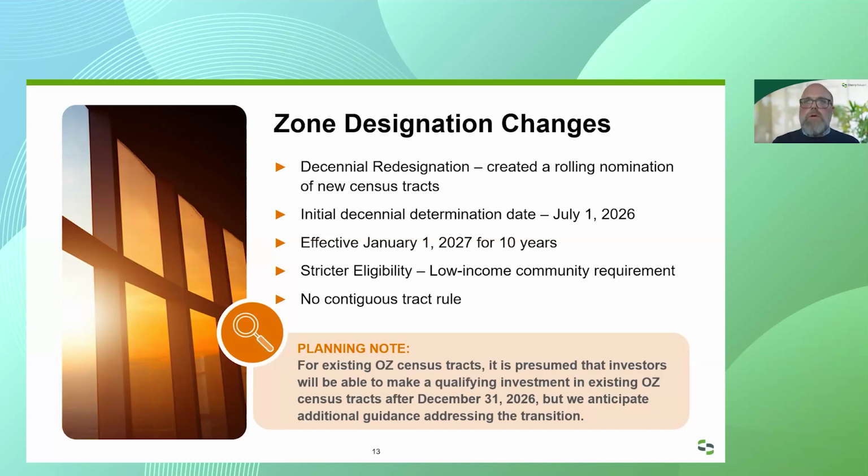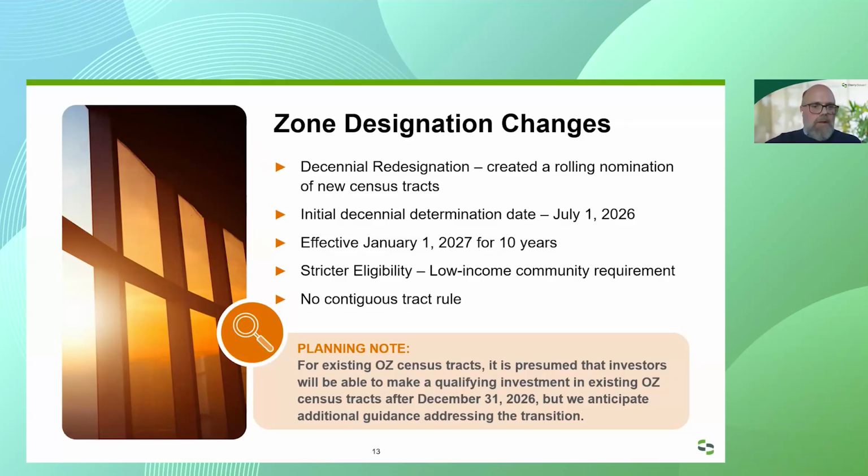The initial census tracts that were designated as part of 1.0 lose their designations as of December 31st, 2028. And so the legislation created a new rolling decennial designation of new census tracts. So every 10 years, recognizing that version 1.0 tracts are going to expire December 31, 2028, there is a process under the Internal Revenue Code by which states will begin to nominate census tracts for consideration by Treasury, and then Treasury will ultimately designate those census tracts as opportunity zone census tracts.